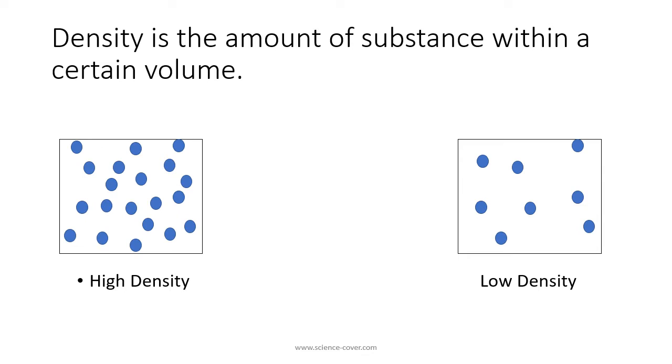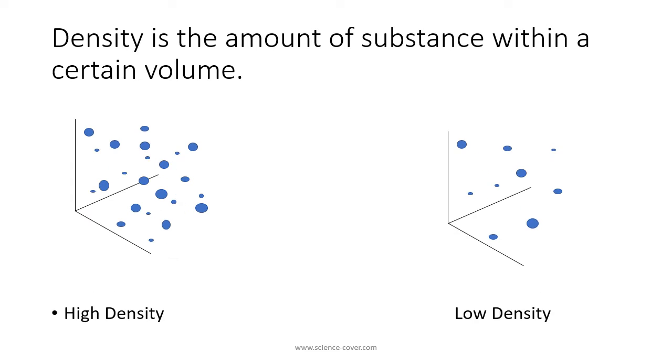Density is the amount of substance within a certain volume. So we can think about it as the amount of material in a certain space. The two diagrams in front of us show a high density, where we've got a lot of material in a small space, or a low density, where we've got not very much material in a small space.